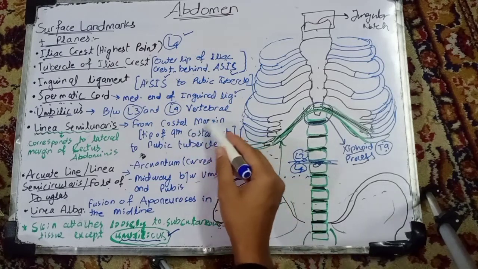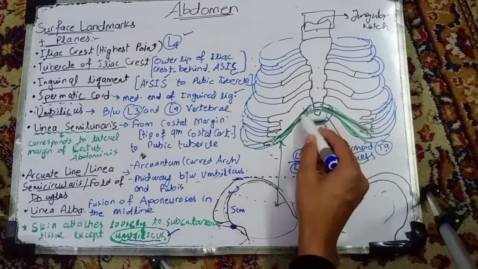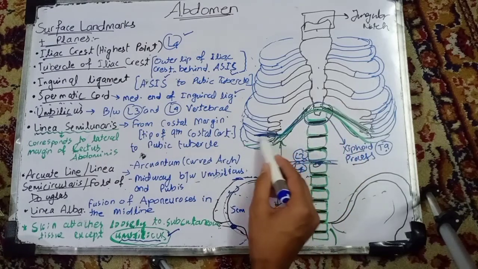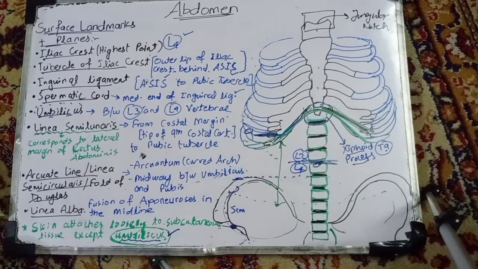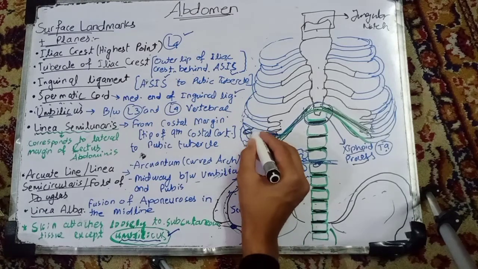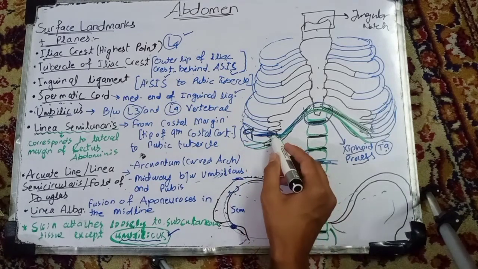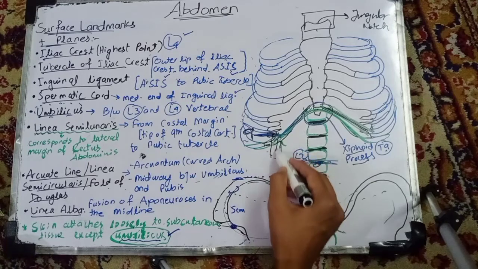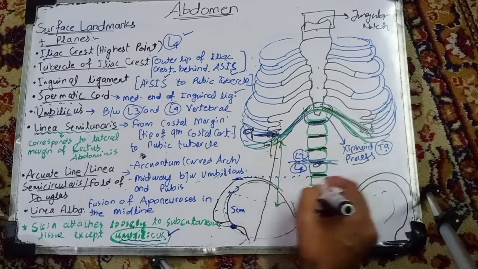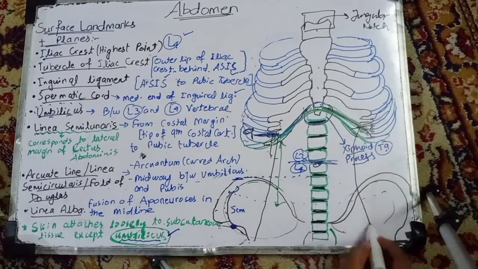So basically it's from the costal margin, the tip of the 9th costal cartilage. Here is the costal margin and here will be the tip of the 9th costal cartilage. So basically from the 9th costal cartilage till the pubic tubercle, right? That will be shown in the 3D animation also here. So this will be called the linea semilunaris.